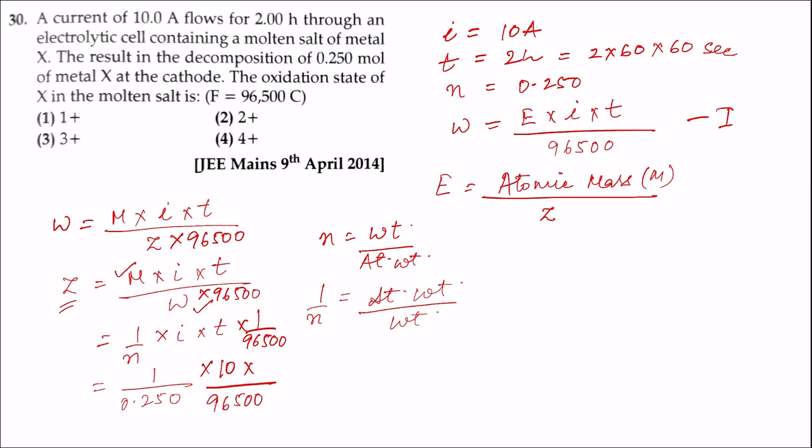So 10 into 2 into 60 into 60. Solving, this is equal to 2.98, or approximately 3. So the oxidation state of the metal, since it is a metal, will be plus 3. So option 3 is the correct answer.